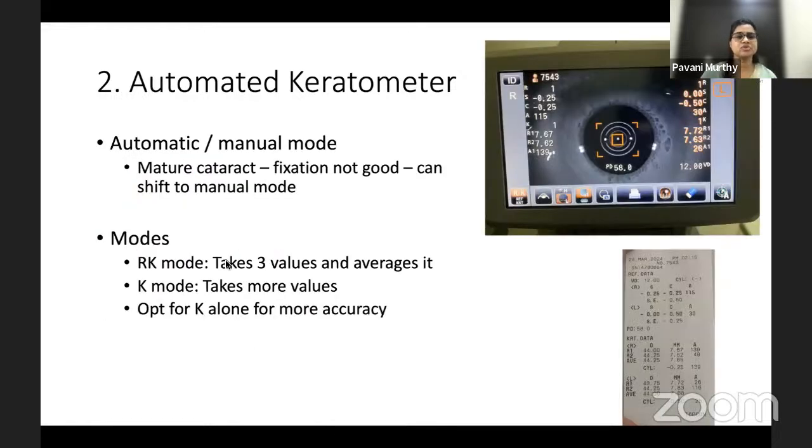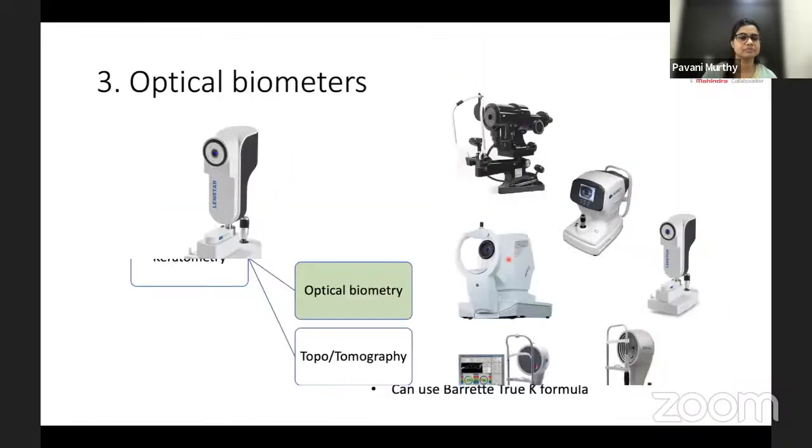Automated keratometry can have two modes, automatic or manual. Automatic is where the AK machine focuses on its own and takes the values which have the best mires. But in cases of mature cataract, the fixation is not very good, so you will have to shift to manual mode so that you will be able to take correct measurements. Again, there are two modes over here, RK mode and keratometry mode. RK mode takes around 3 values and then averages them, but K mode takes more values. It is more accurate, so if you're looking for accuracy, opt for the K mode.